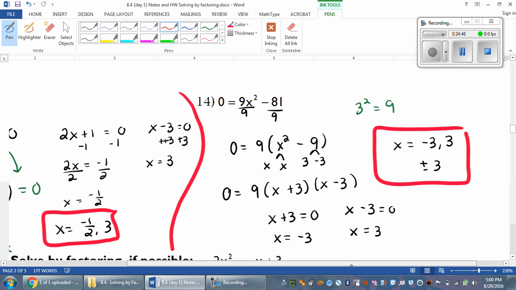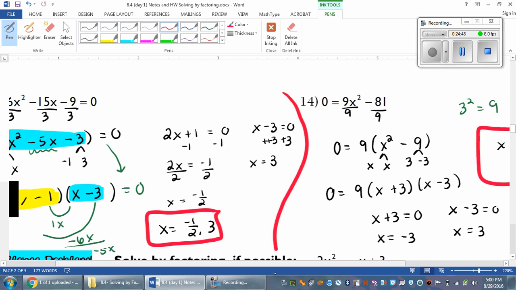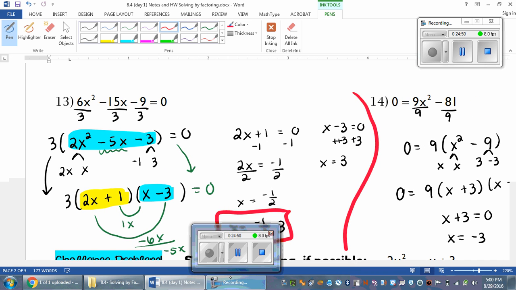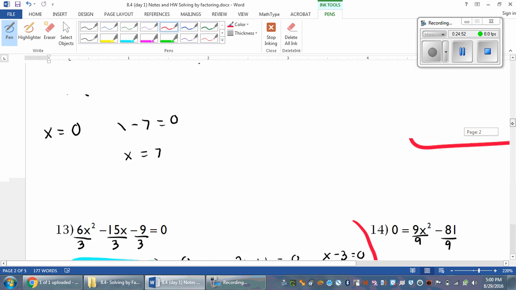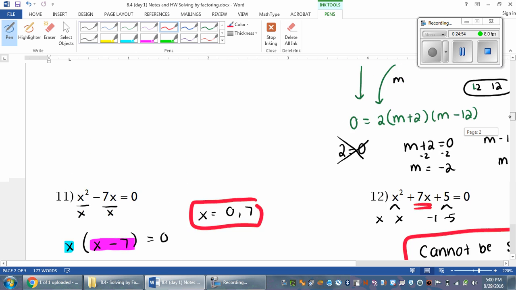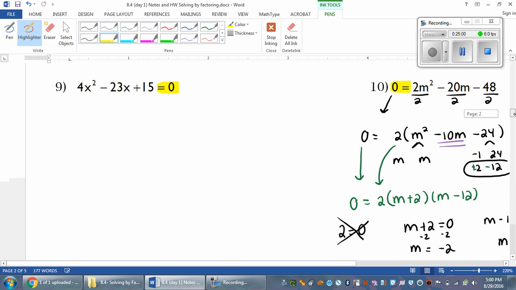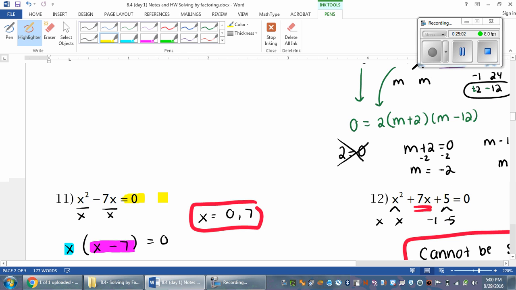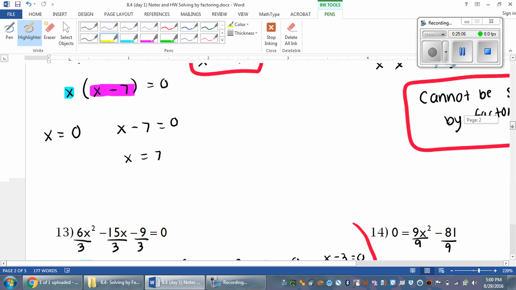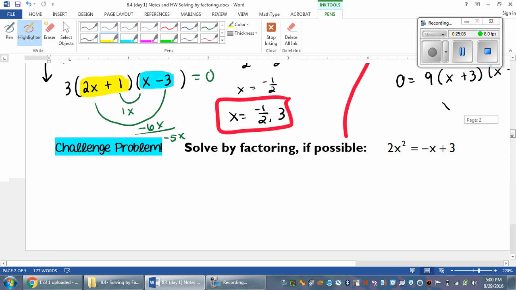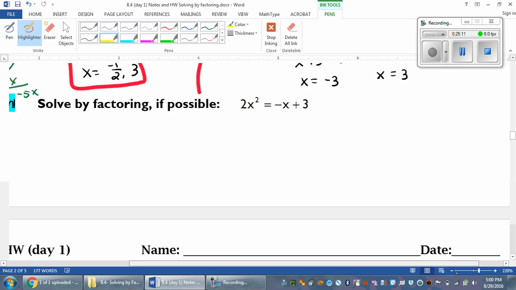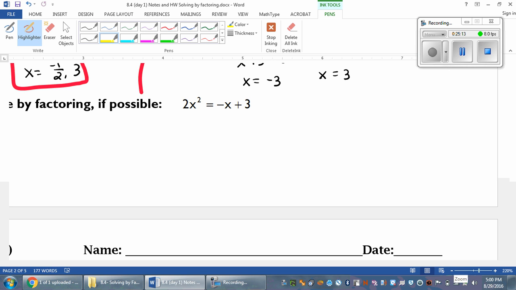Do you recognize a commonality between all these questions on this back side? I want you to look, highlight, look. Equals 0, equals 0, equals 0, equals 0. You should recognize that every equation is set equal to 0. So look, in this challenge question, is it set equal to 0? No. So that's what we're going to be adding in the next video.